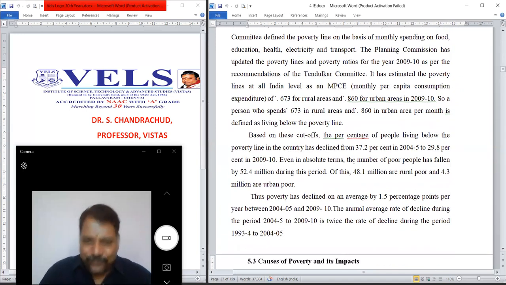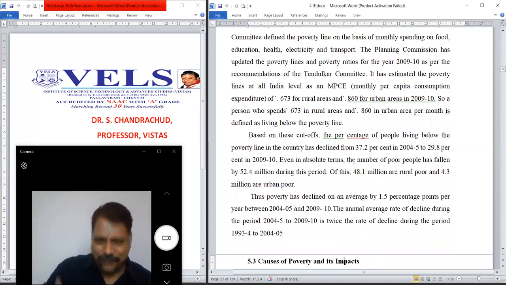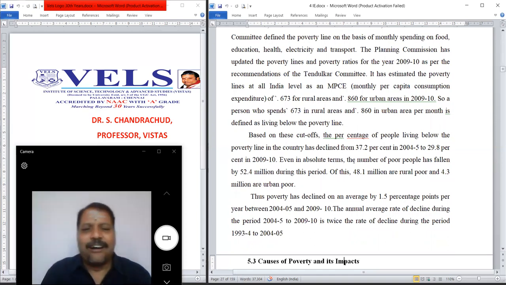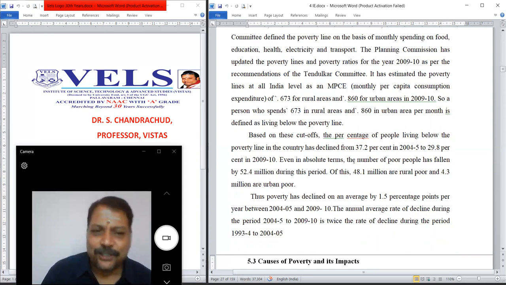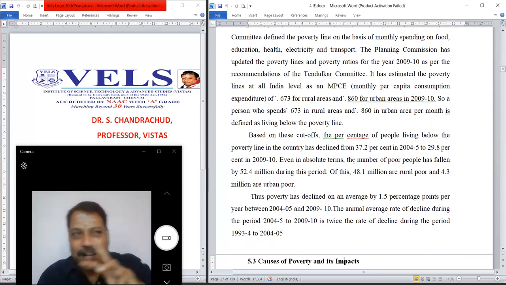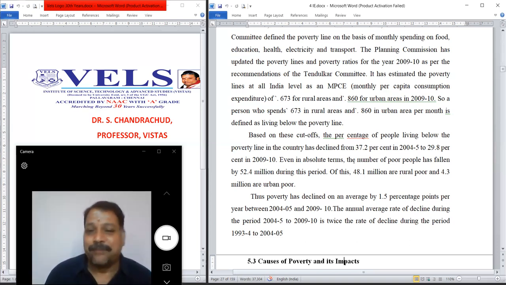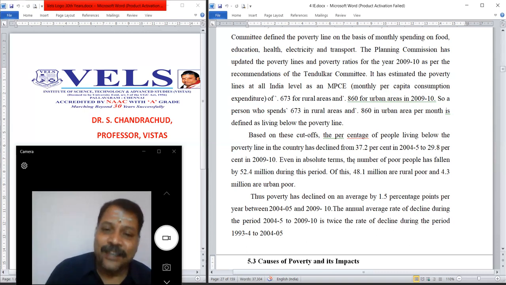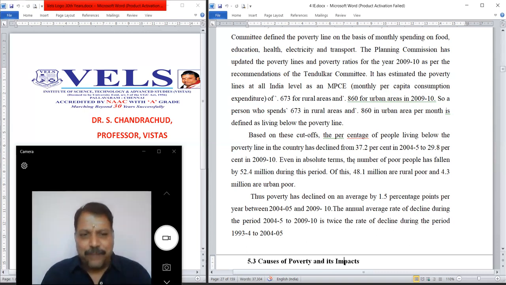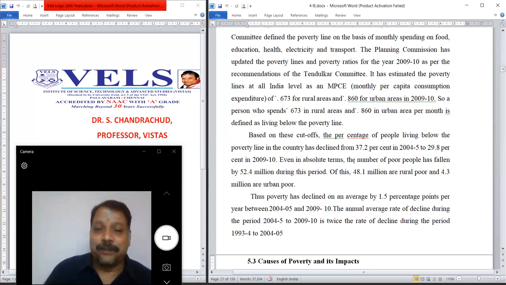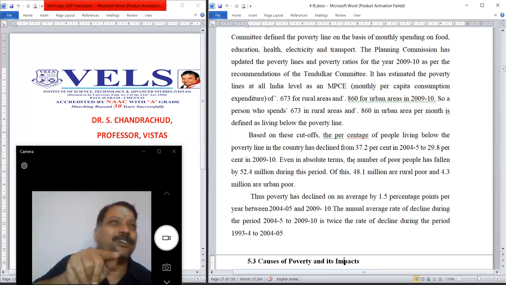Based on these cutoffs, as a percentage, we may say how many people out of 100 come under the poverty line: nearly 37% of people are living below the poverty line. When we compare rural and urban, in rural it is 37%, but in urban it is 29.8% in 2009-10. Even in absolute terms, the number of people fell by nearly 52.4 million in that period. That was 2009-10.